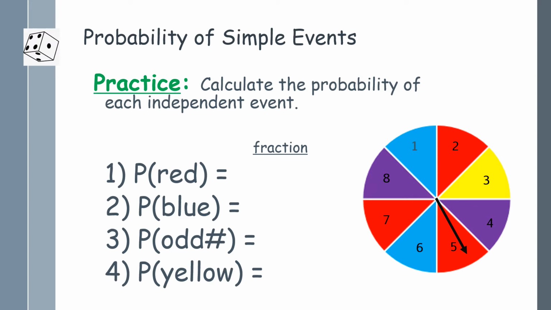For number 2, we are going to write the probability of landing in a blue space. Again, don't forget to simplify if you can. On the third one, we're now going to look at the numbers on the spinner, and we want to write the probability of landing in a space with an odd number. Finally, number 4, we want to write the probability of landing in a space that is yellow.